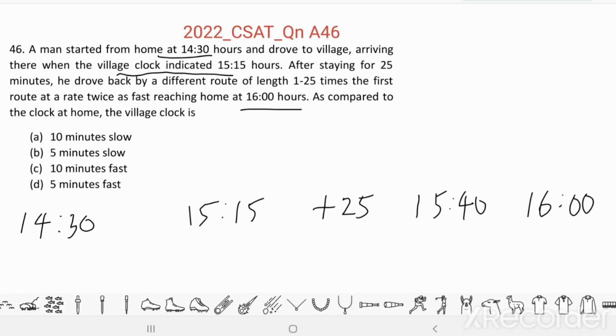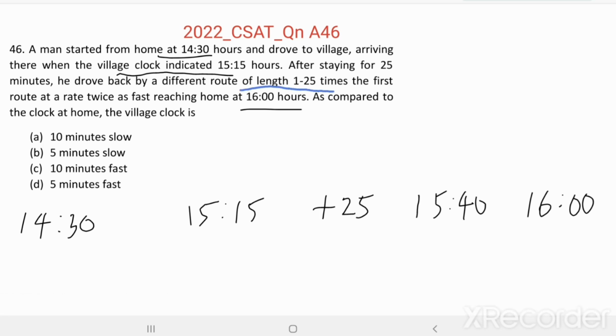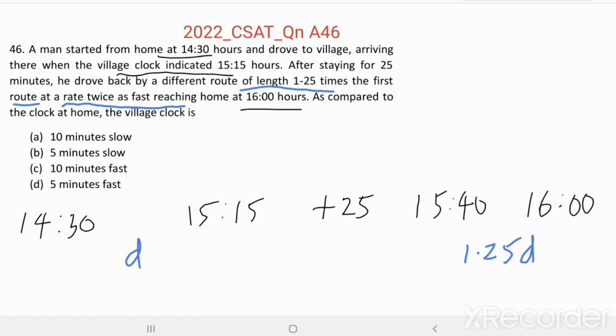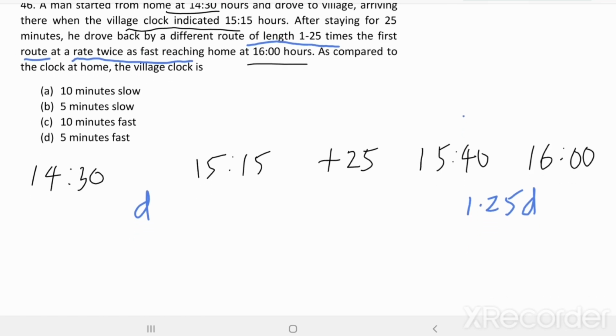Then it said he drove back by a different route of length 1.25 times the first route. Suppose the first route distance equals d. Then the second route is 1.25d. Then it is said a rate twice as fast. He drove at double the speed while going back home. So initially the speed was s, and while going back home, his speed was 2s.